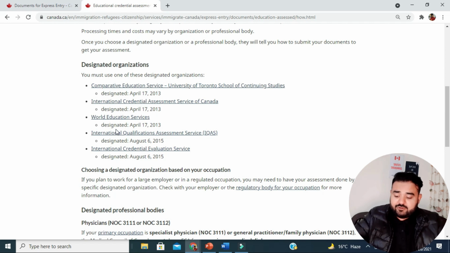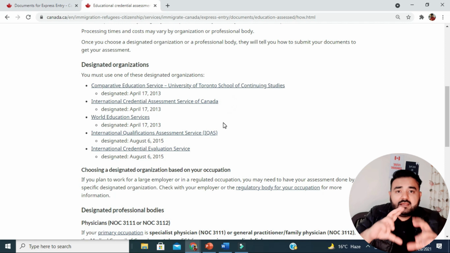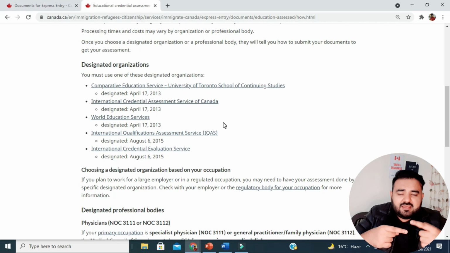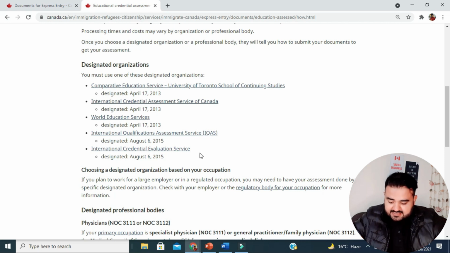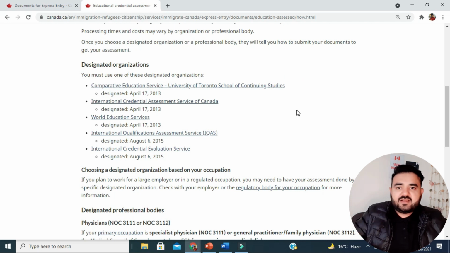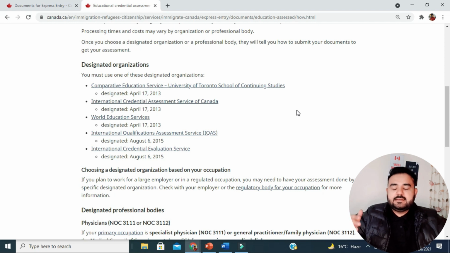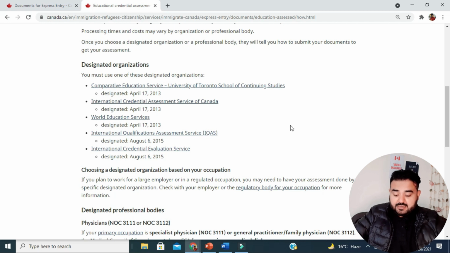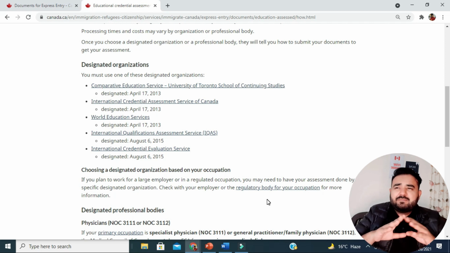If we talk about fees, then WES, IQAS and ICAS, these 3 ECA bodies have the lower fee structure, because ICES and CES charge you separately for each credential. For example, if you had a bachelor's degree and a master's degree, then these 2 ECA bodies will charge you separately. But it actually depends on the courses that you have taken.